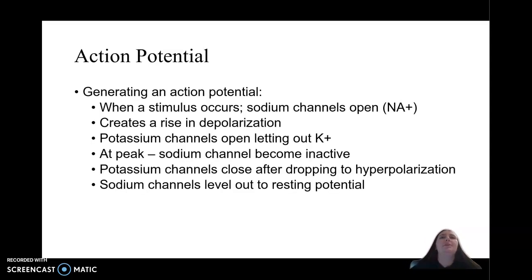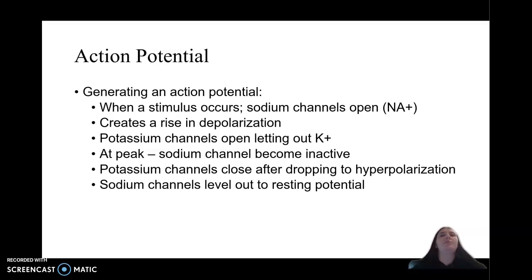There are 6 steps to generating the action potential. First, a stimulus occurs and opens the sodium channels. This creates a rise in depolarization. The potassium channels open and release potassium cations. At the peak, sodium channels become inactive.